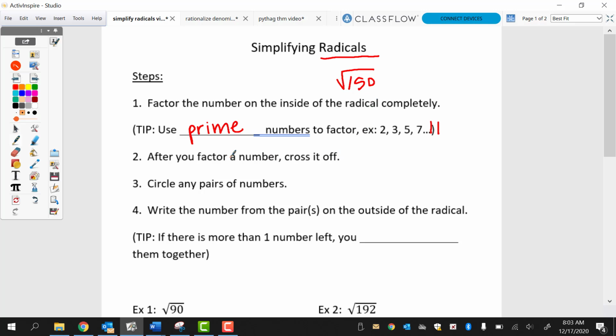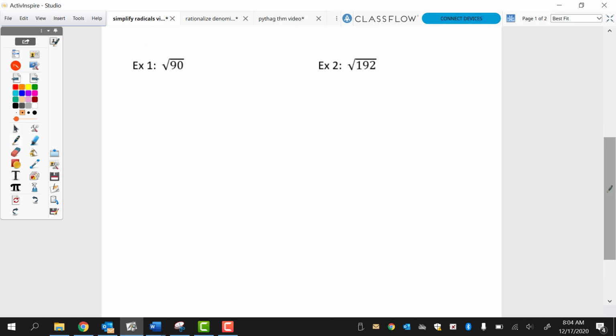So after you factor a number, you're going to cross it off. You're going to circle any pairs of numbers. If a number is in a pair, then that means it gets to come out of the little house. And so you would write it on the outside. If there's more than one number that gets to come out or more than one number that is left inside, then you're going to multiply them together. So let's take a look at these examples.